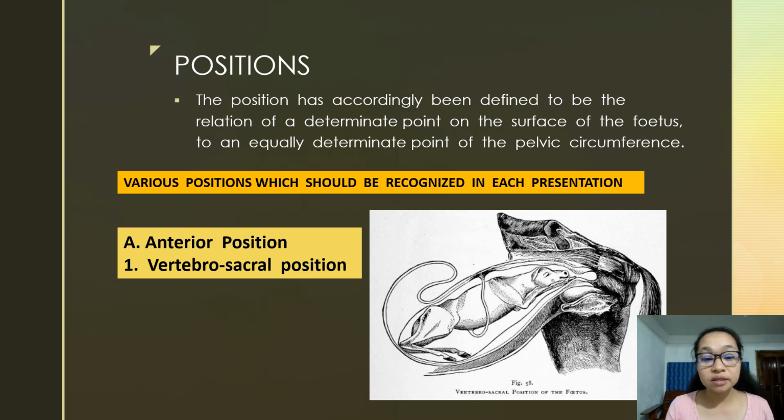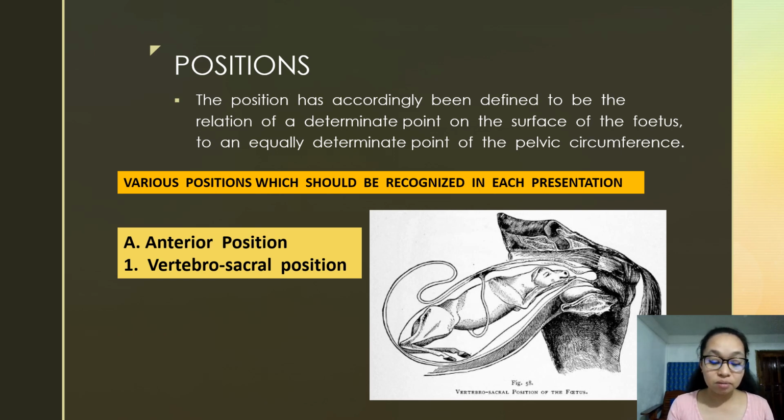So next is the positions. The position has accordingly been defined to be the relation of a determinate point on the surface of the fetus to an equally determinate point of the pelvic circumference. So various positions which should be recognized in its presentations are, under the anterior position, the vertebrosacral position, the vertebropubic position, the left vertebroiliac position, and the right vertebroiliac position.